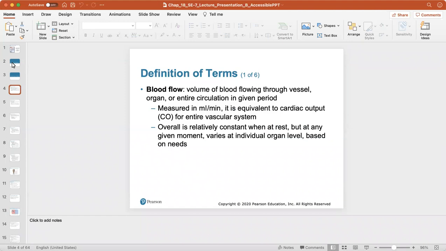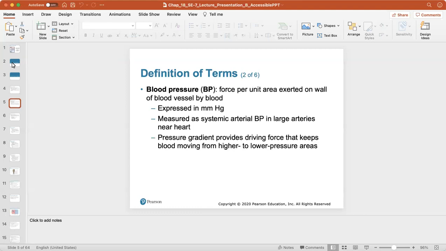Blood flow, first of all, is the volume of blood flowing through a vessel, organ, or entire circulation in a given period. It's always measured in milliliters per minute, and it's equivalent to cardiac output, as we talked about in chapter 17 for the entire vascular system. Overall, the blood flow in the body is relatively constant when at rest, but at any given moment varies at individual organ level based on needs. So it can increase or decrease.